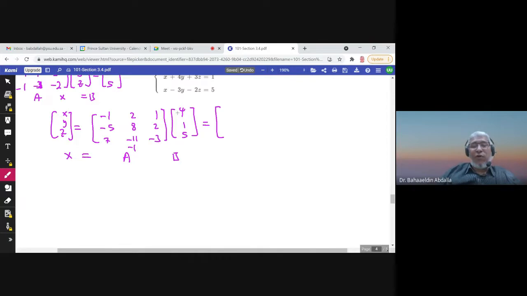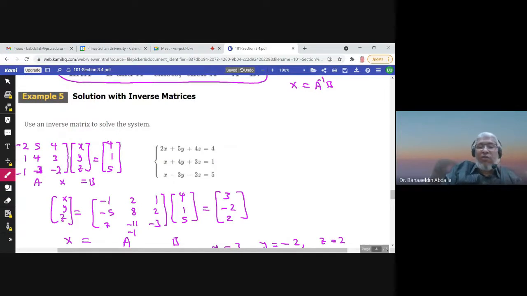So negative 4 plus 2 plus 5 will give you 3. Negative 20, I'm multiplying the second row by the second column, plus 8, plus 10. So that's negative 2. 7 times 4, 28, negative 11, negative 15, and that's 2. So x is 3, y is negative 2, and z is 2. This is the solution of this system using the inverse matrix.